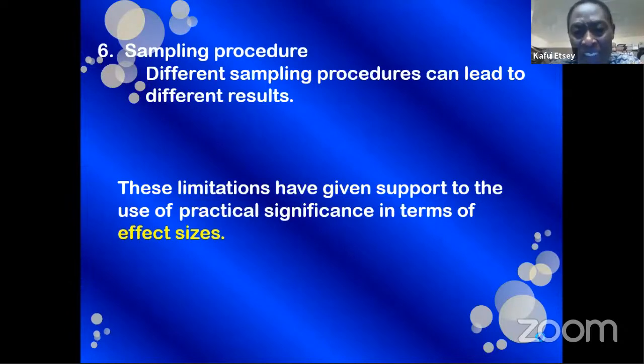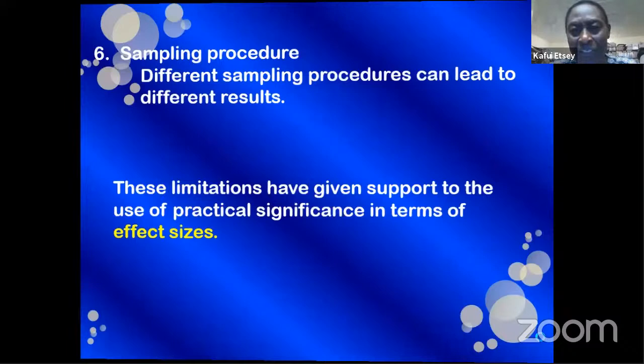so because of these limitations, there is the use of practical significance. So very often, we look at the statistical significance and compare that with practical significance. And the practical significance comes in terms of effect sizes. Okay.